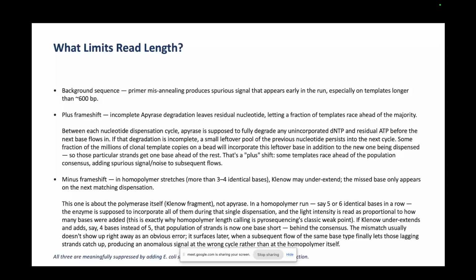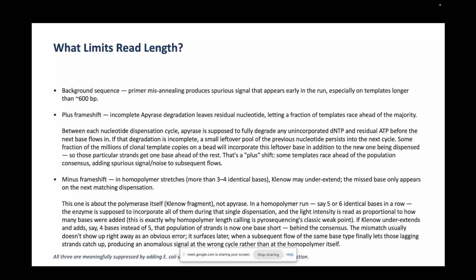Between each nucleotide dispensation cycle, this apyrase will be used to degrade unincorporated dNTPs and residual ATP before the next base flows in. If that degradation is incomplete, a small leftover pool of the previous nucleotide persists into the next cycle, and some fraction of the million clonal template copies on a bead will incorporate this leftover base in addition to the new one being dispensed. So particular strands get one base ahead of the rest. So basically, it will shift the frame by one base pair, right? So it's a frame shift that will be seen, but it's actually not a frame shift mutation. It's a sequencing error. Second, the outcome is similar.